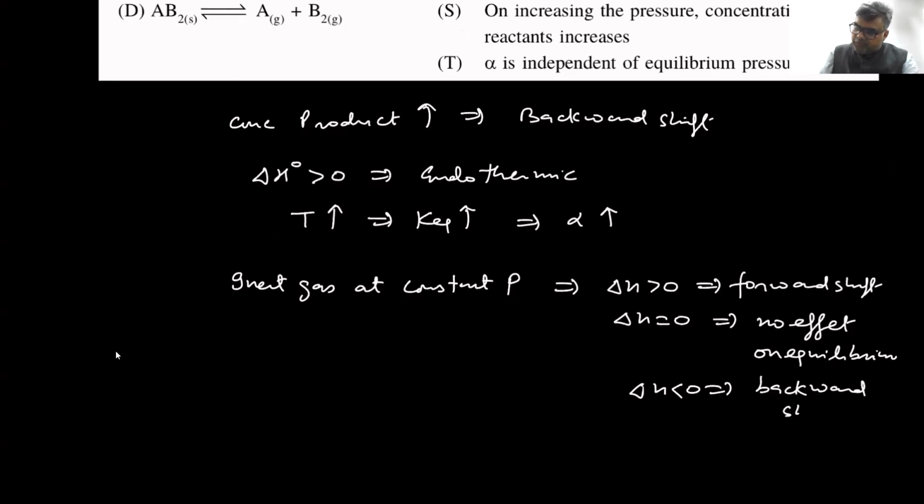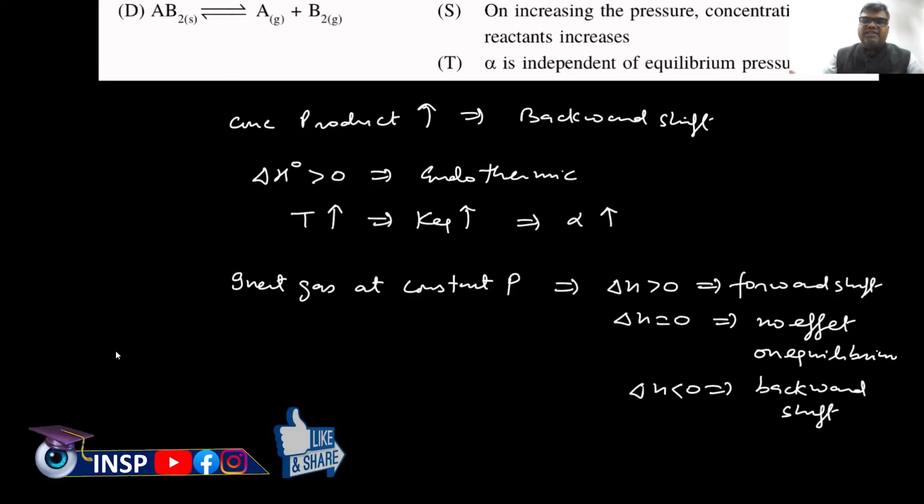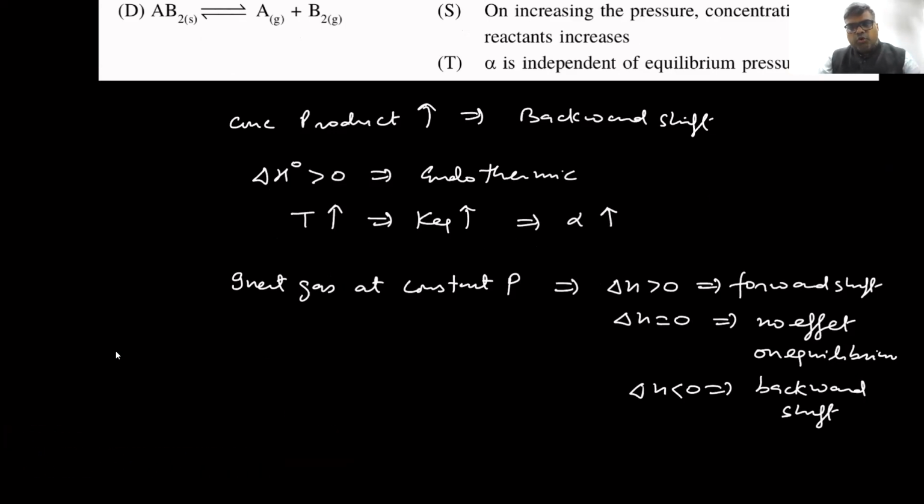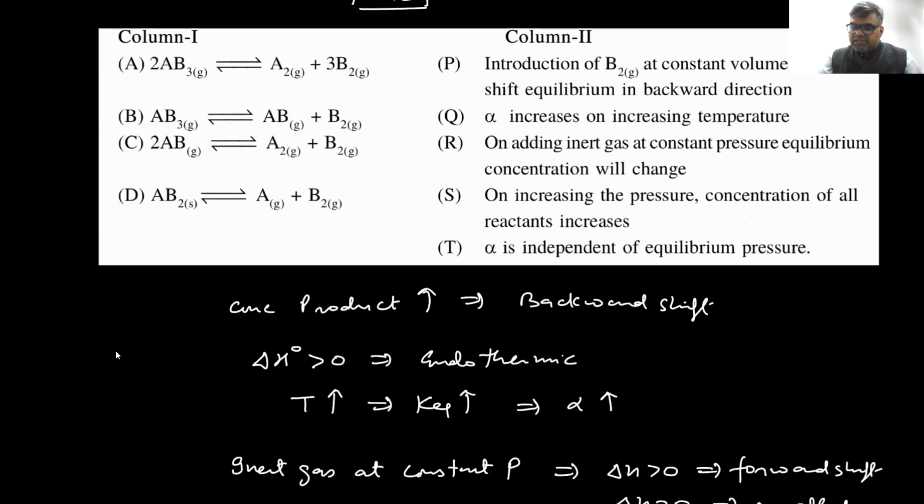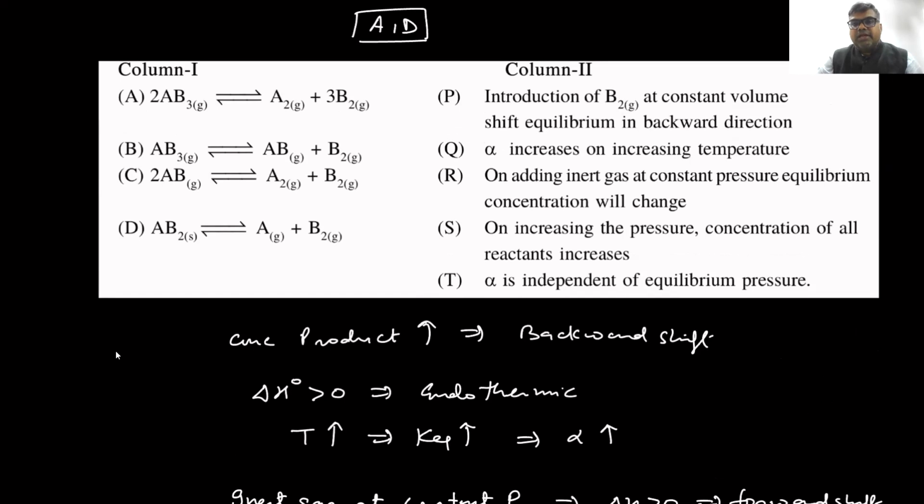Just watch this question very carefully, because most of you commit mistakes at such places. We are discussing the effect on equilibrium. If delta n is positive, equilibrium will shift in the forward direction. If delta n is zero, no effect on equilibrium. And if delta n is negative, it is a backward shift. But notice here, in this question they haven't asked about the equilibrium, they have asked about the equilibrium concentration.